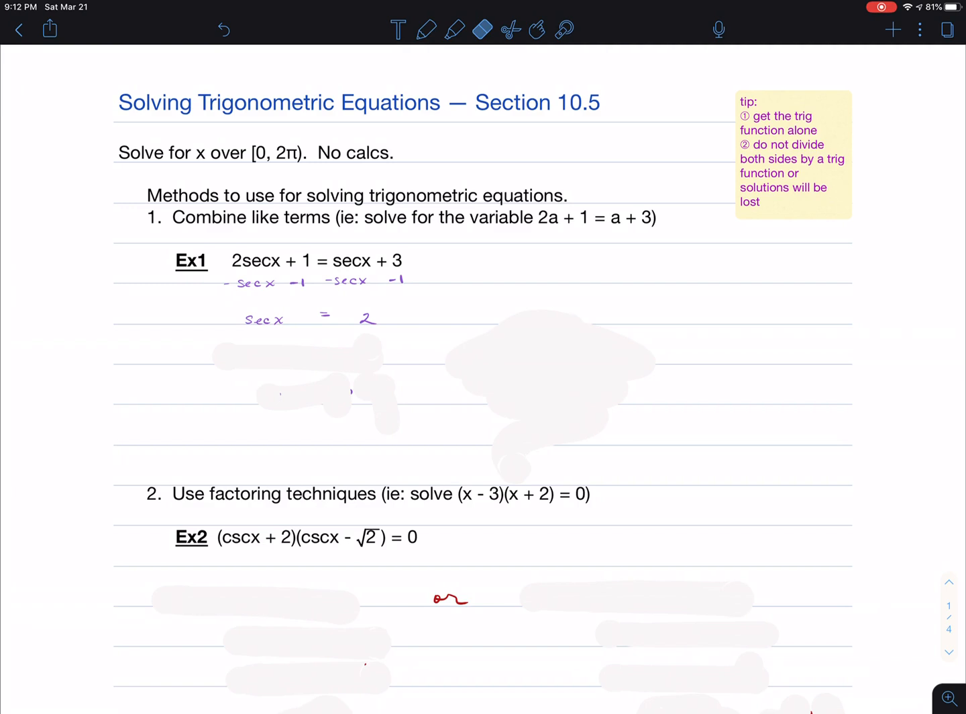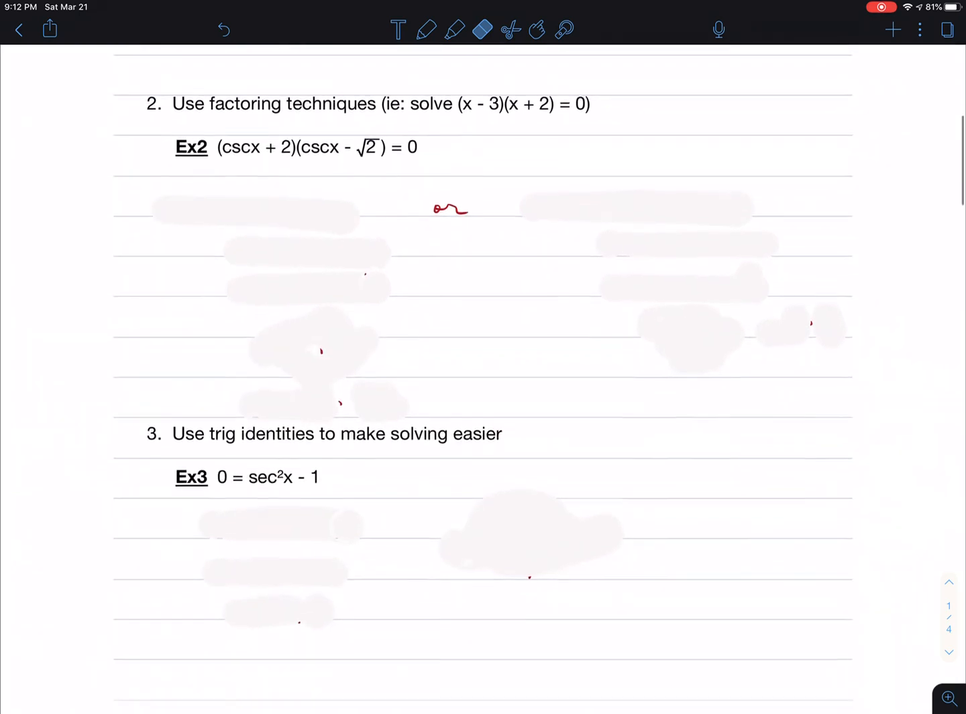Secant isn't one of our memorized trig functions, but we do know that if secant is equal to 2, then cosine will equal the reciprocal. So cosine is going to equal 1/2. So we head to the unit circle and we ask ourselves, where does cosine equal a half? And that's going to occur at 2 spots on the circle, pi over 3 and 5 pi over 3. And that gives me my 2 possible x values.